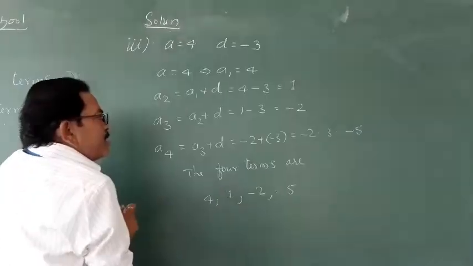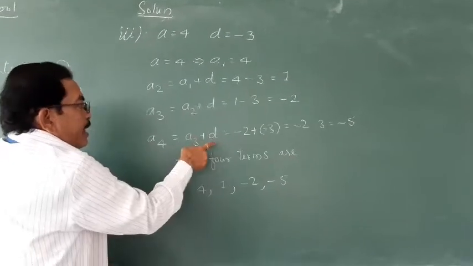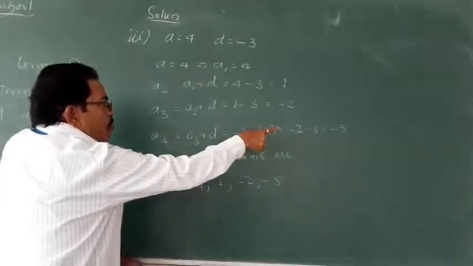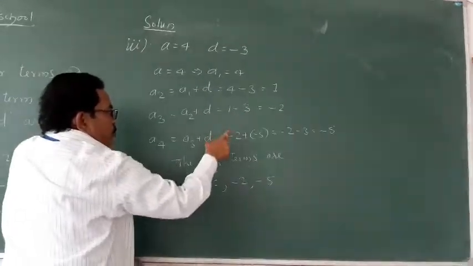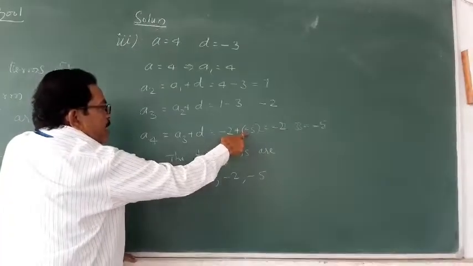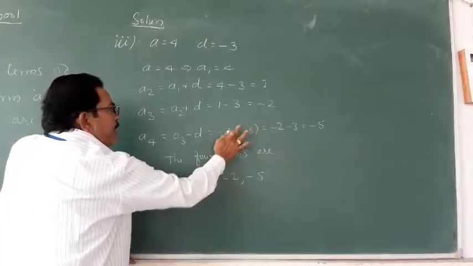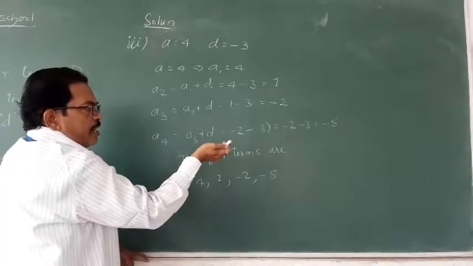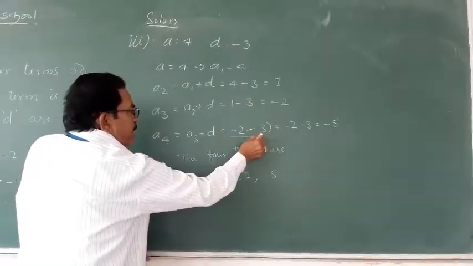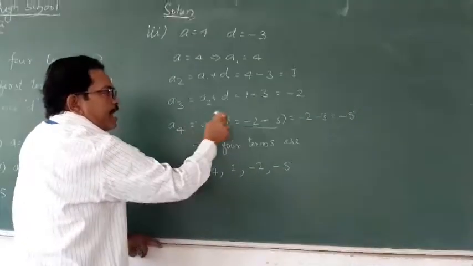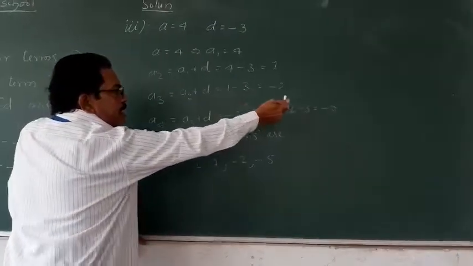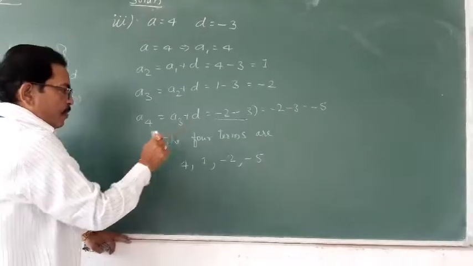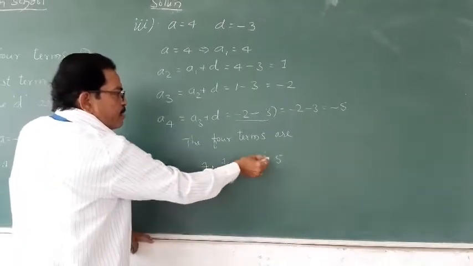Larger number is minus 3. So then A4 is A3 plus D. A3, how much we got? Minus 2. Minus 2 plus of minus 3. Instead, simply you can write there is minus 3 also. So minus 2 minus 3, if signs are same, add the terms and keep the same sign. Minus 2 minus 3, that is minus 5. The four terms are 4, 1, minus 2, minus 5.